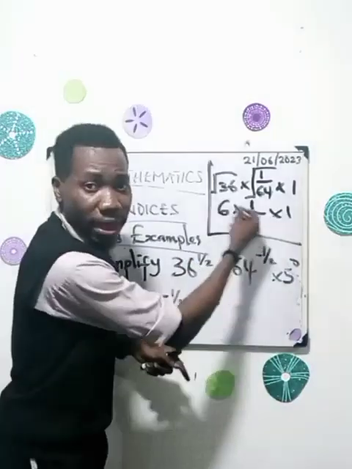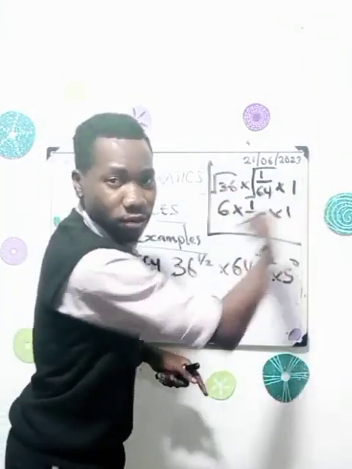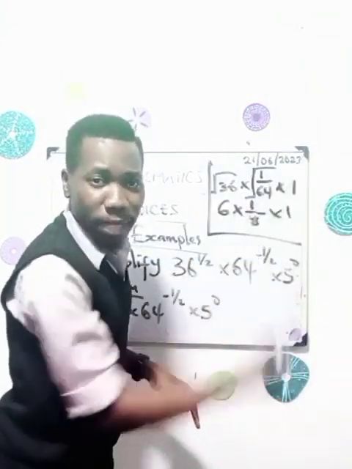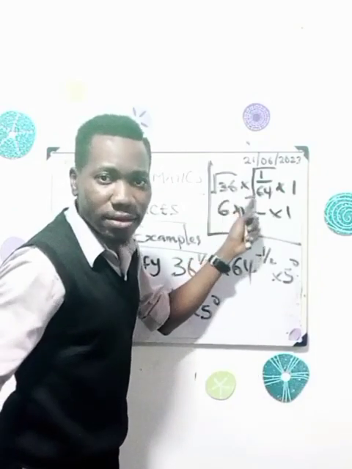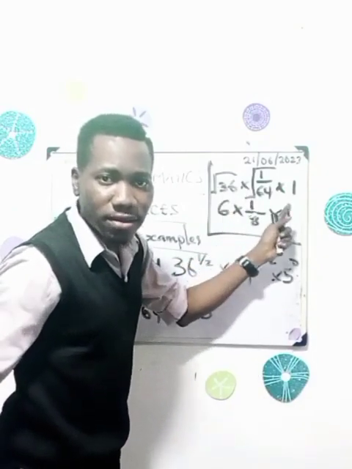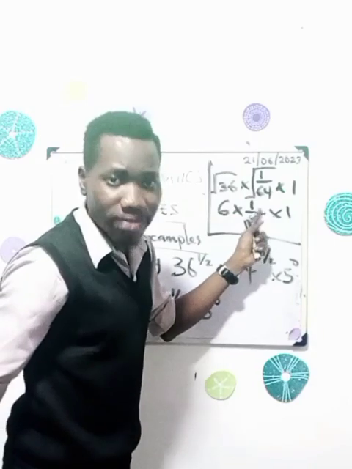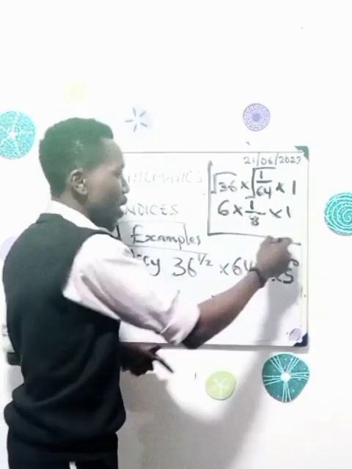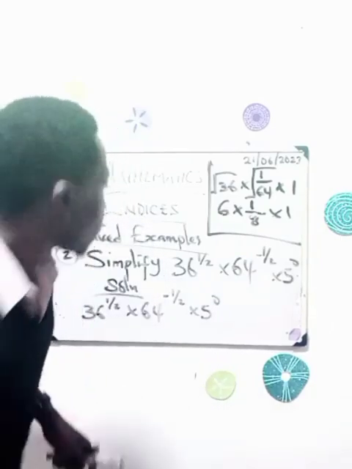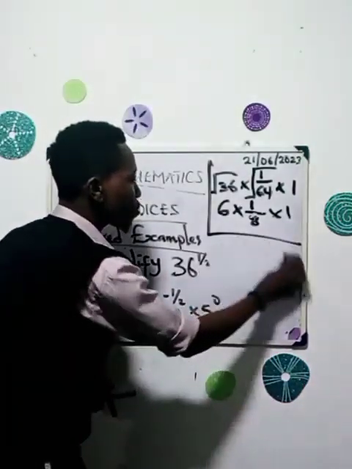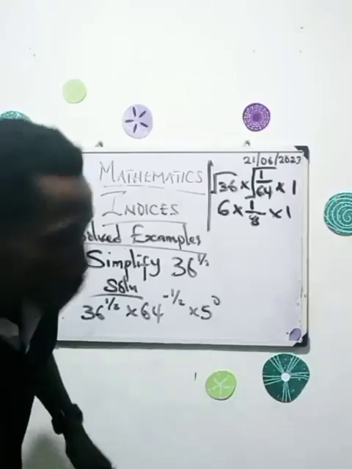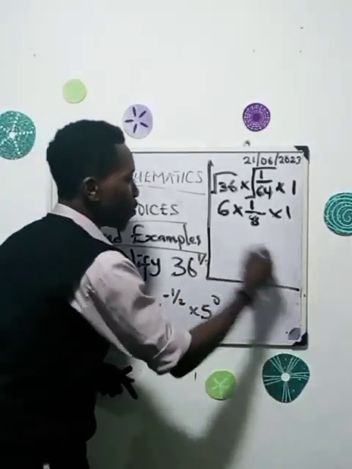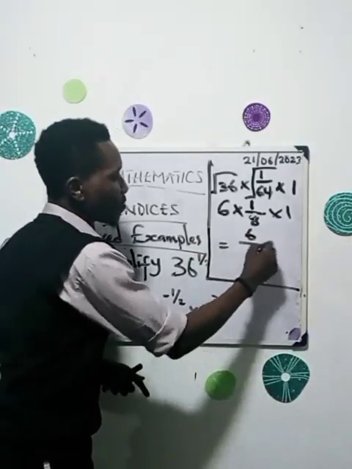You want to cut by common factor, or you just multiply straight and at the end of the day, you divide by the common factor. 6 times 1 is 6, and 6 times another 1 is 6. So over 8. So we have 6 over 8.